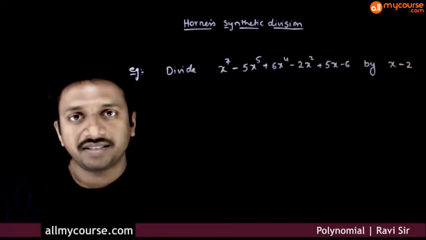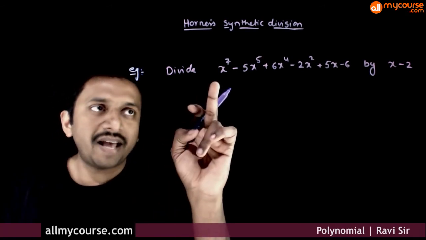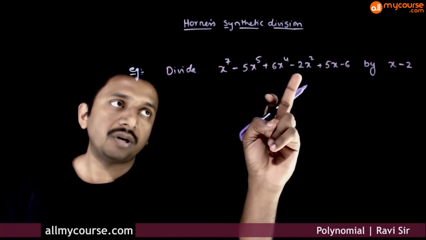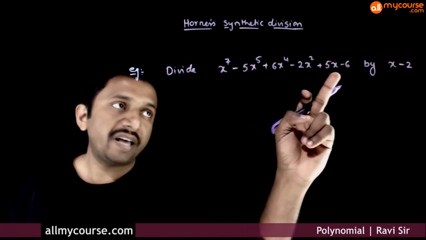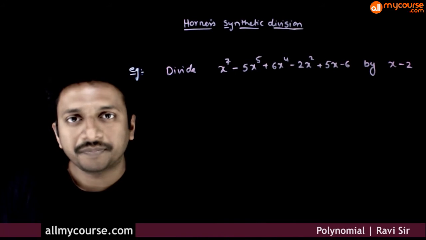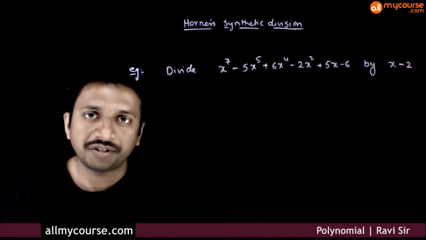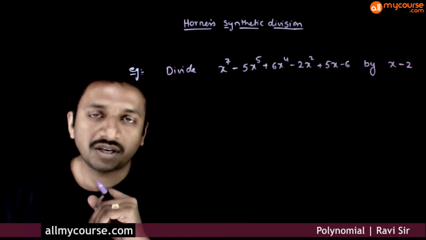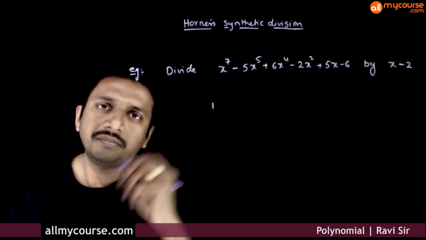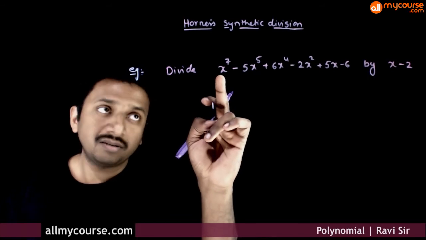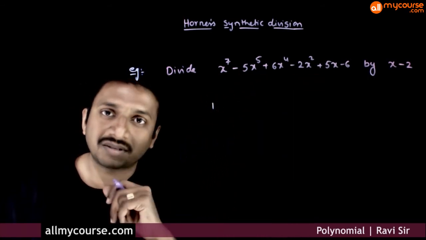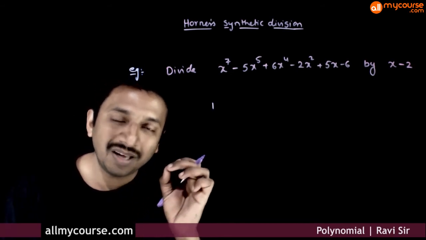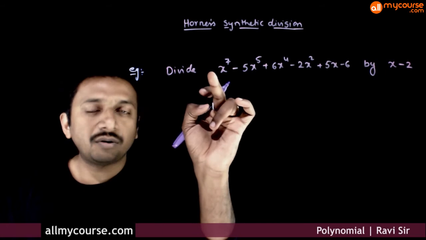So let us take this example. You are asked to divide x power 7 minus 5x power 5 plus 6x power 4 minus 2x square plus 5x minus 6 by x minus 2. So let us use synthetic division. So to do that, first let me write all the coefficients corresponding to the dividend. So 1, x power 7 coefficient is 1. So you cannot directly write all these numbers. You have to write coefficient by coefficient corresponding to each power of x. X power 7 coefficient is 1.